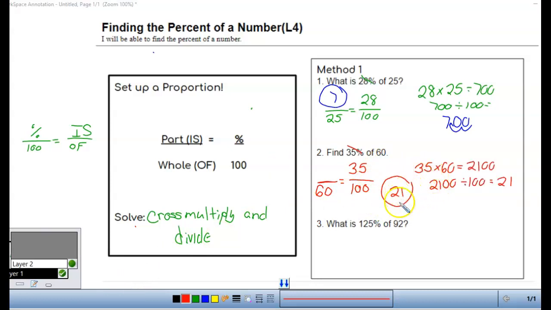So if you notice, I cross multiplied and got 2100. I divided by 100, which is the same as moving it over two places. So I do get 21. Let's take a look at the next one.